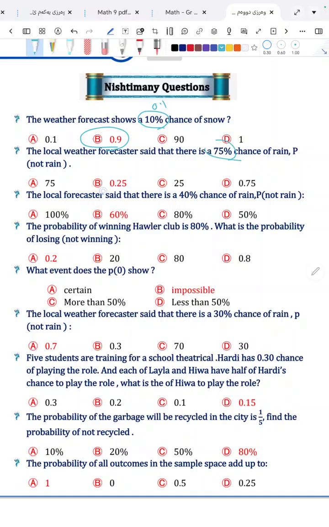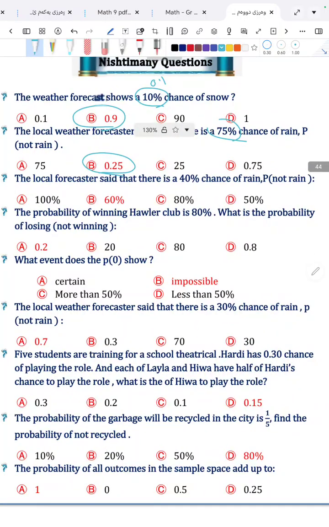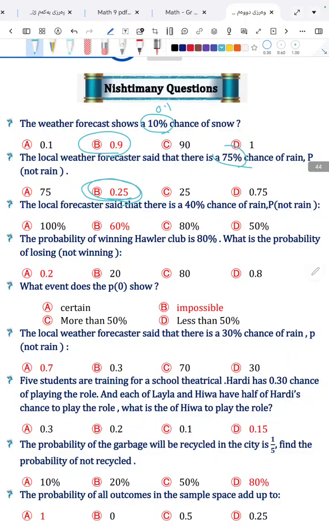Question 2. Now you have 75%. So it will be 25%, okay, 0.25. Why is 25 not correct? Because there is no symbol of percent. That's why 25 is not correct. 0.25 is correct.